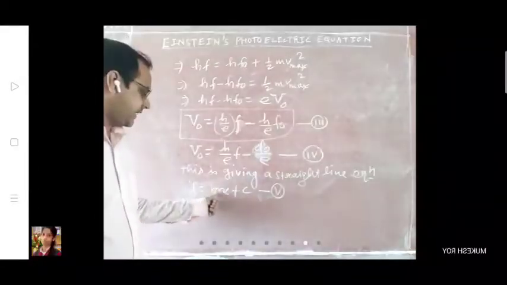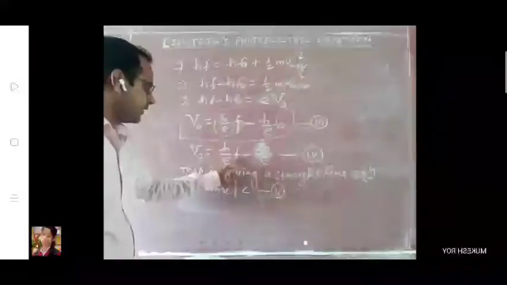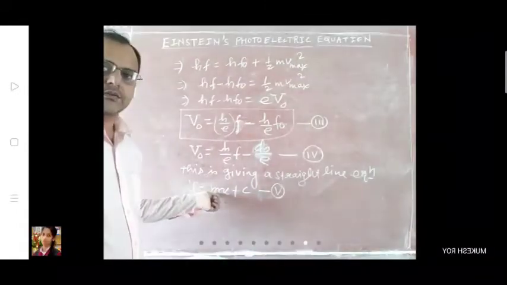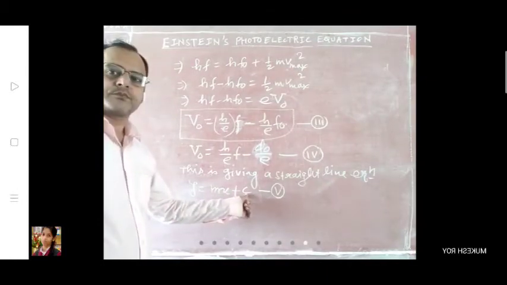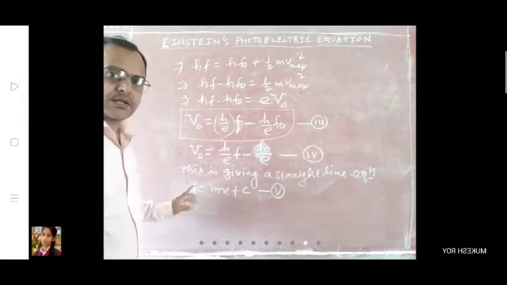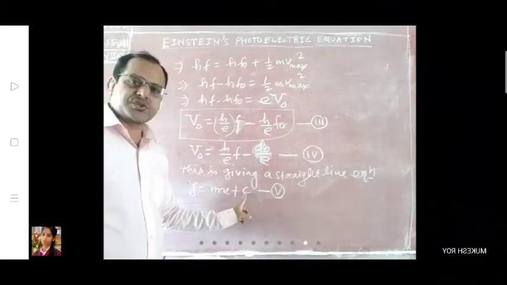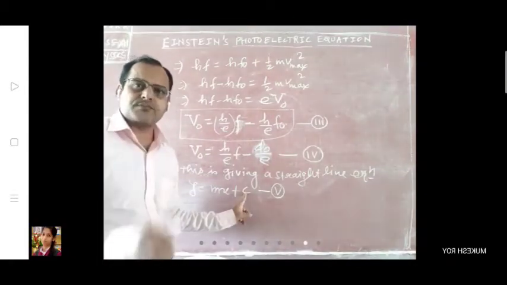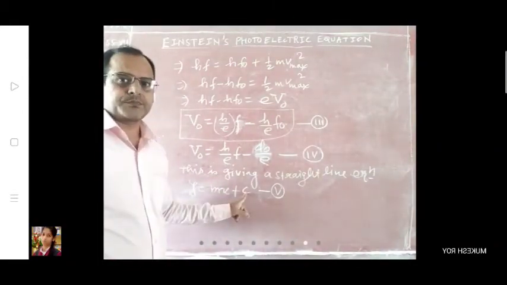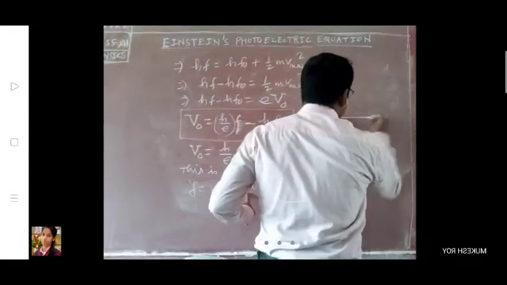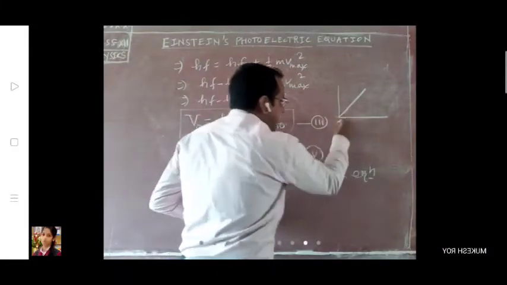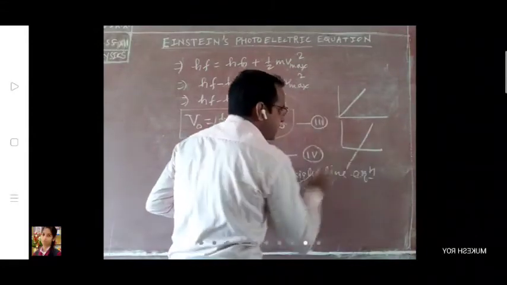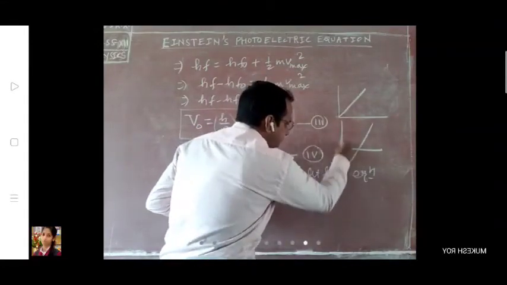What is the name of this m for this general equation? I am not talking about anything else here. What is this m called? It is called slope, and c is called intercept. That means if c equals 0, then the graph will start from the origin. You might have studied in mathematics: if c equals 0, intercept 0, the graph will start from here. But if c is not 0, then the graph will start from here.